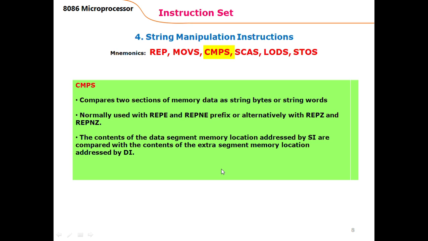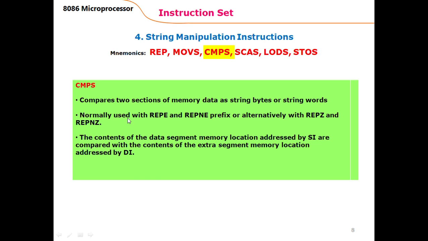Compare string instruction, as the name specifies, CMP means compare, just like the arithmetic instruction, and S means that the string data is compared. So CMPS compares two sections of memory data as string bytes or string words, and in the later microprocessors they can also be string double word and string quad word. But in the 8086 microprocessor, string bytes or 2 bytes or 2 words, and the two sections of memory are compared with each other.